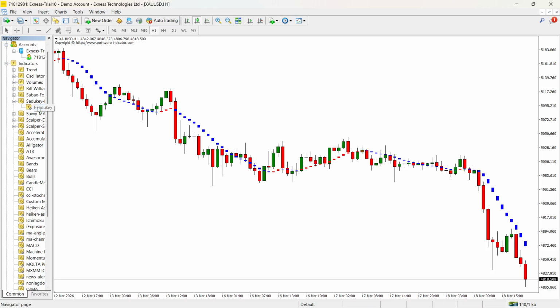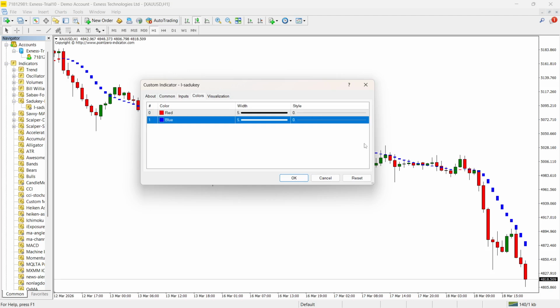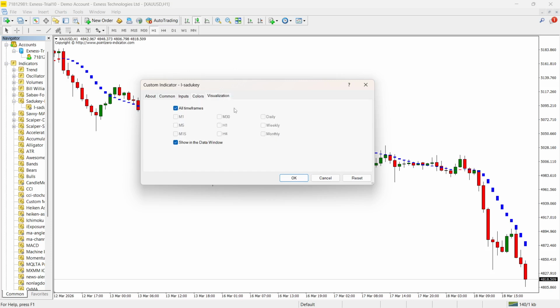As for the indicator settings, let's take a look at the inputs. So our core settings, basically, we have the count bars, number of bars count, and then the ND. We can also choose our preferred colors for bullish and bearish conditions. We can set them here. And we can trade on our preferred time frames as well.